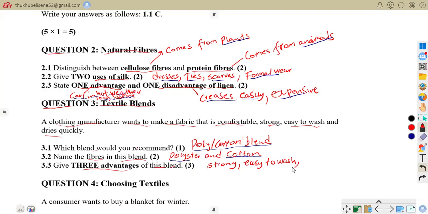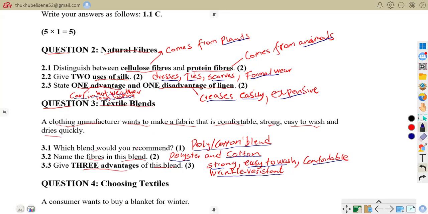Very easy to wash. Also comfortable. Cotton provides comfort. Also it is wrinkle resistant, because it does not crease easily. So these are our answers for that question: strong, easy to wash, comfortable, and wrinkle resistant.